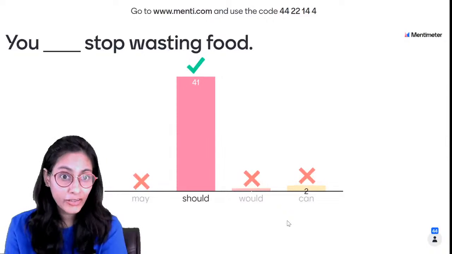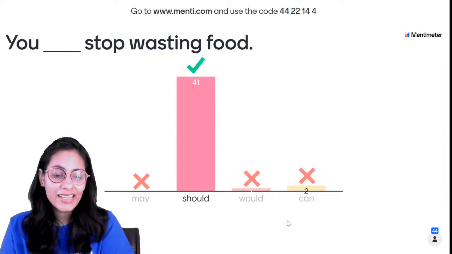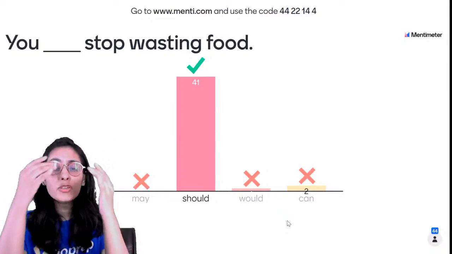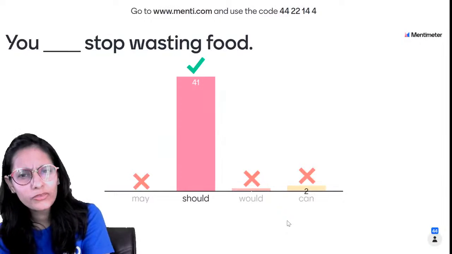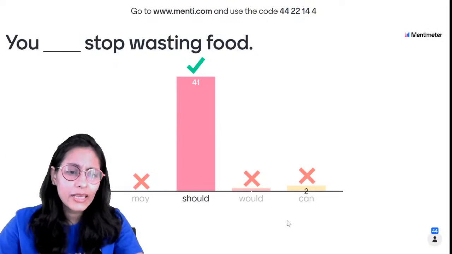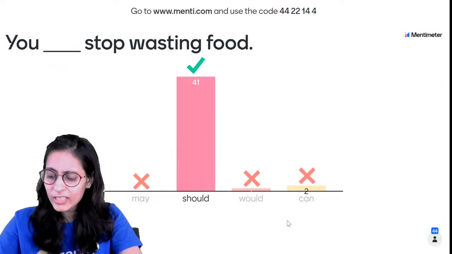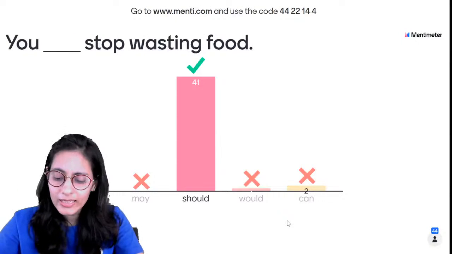Great, very quick. That was quite quick. Okay, that's really nice. All right, so you should stop wasting food. Why? Because it is an advice. You can stop wasting food. Of course, you have the ability, but somebody must be giving it as a suggestion. Isn't it? Very simple questions these are, and also important for your understanding.